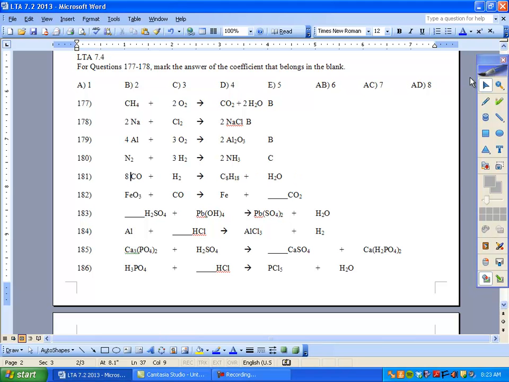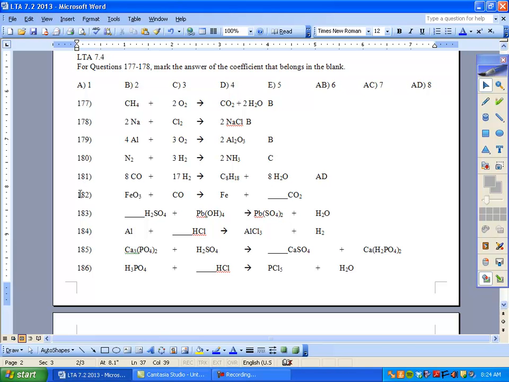Number 181, I can see that my carbons are 8 here, so I'm going to turn that into an 8, make sure that stays that way. My oxygens are 8, so I'm going to make that an 8 over here. Now that gives me 18 plus 16, which is 34 hydrogens, so that would make that 17. So everything's balanced, meaning this is going to be 8, so our correct answer is AD for number 181.